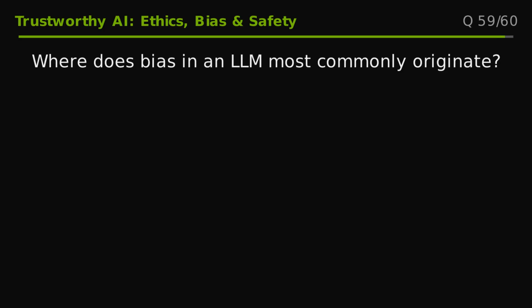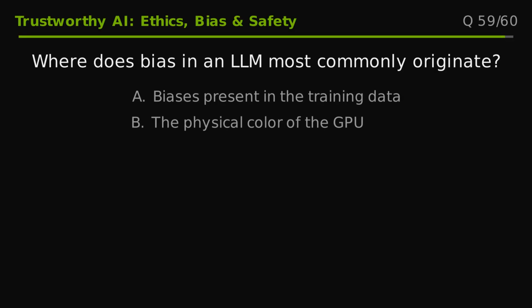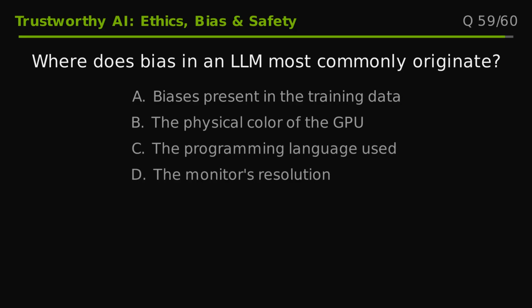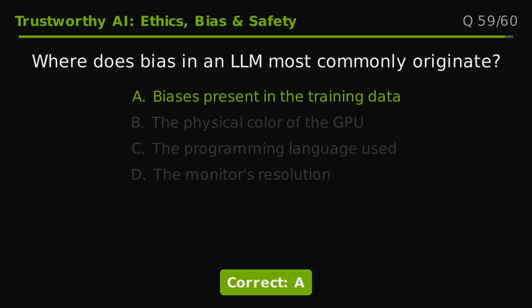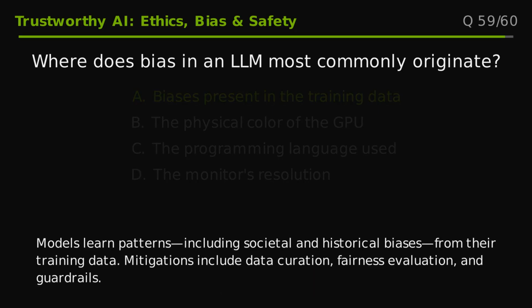Question 59. Where does bias in LLMs most commonly originate? Option A. Bias present in the training data. Option B. The physical color of the GPU. Option C. The programming language used. Option D. The monitor's resolution. The correct answer is A. LLMs learn patterns, including societal and historical biases, from their training data. Mitigations include data curation, fairness evaluation, and guardrails.